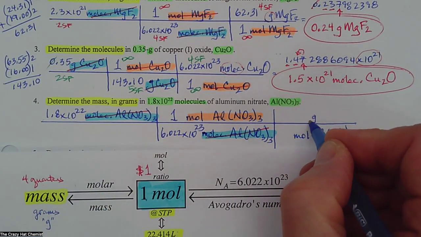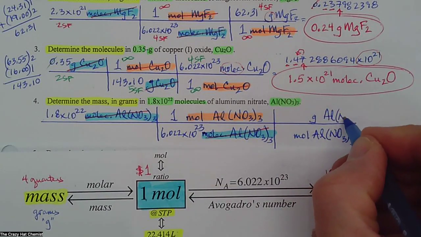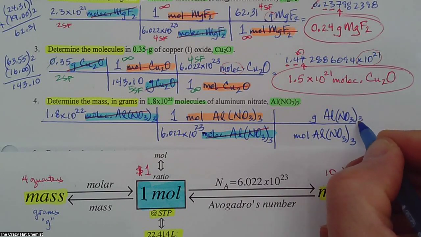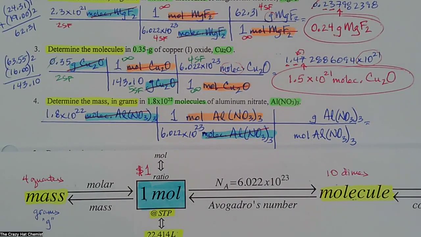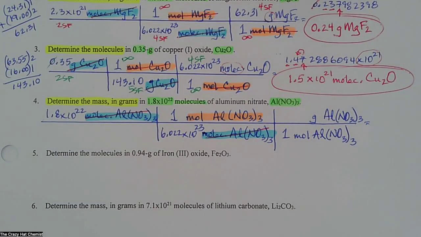So I'm going to have grams and then the same formula, Al(NO3)3. Okay. All right. Looking good. Now, what's the number in front of the mole? It's a 1. What's the number in front of the mass? It's called the molar mass. So I need to calculate the molar mass for aluminum nitrate. So again, you're going to pull out your periodic table. I'm going to do this off to the side like I've been doing.